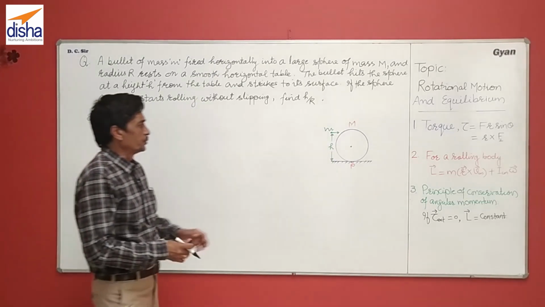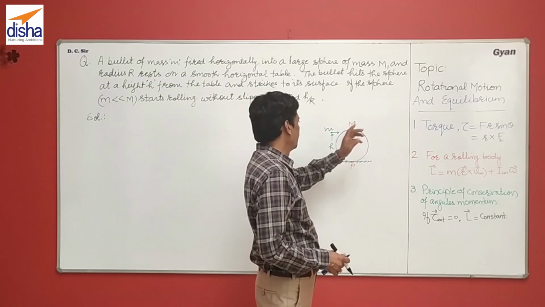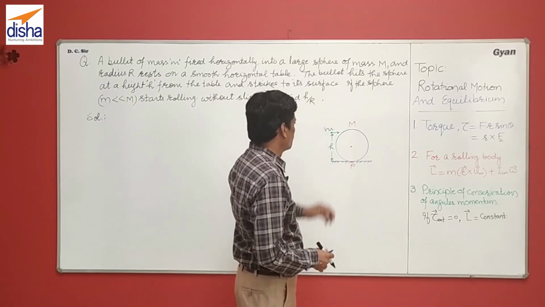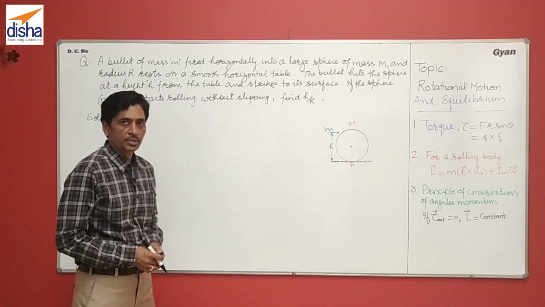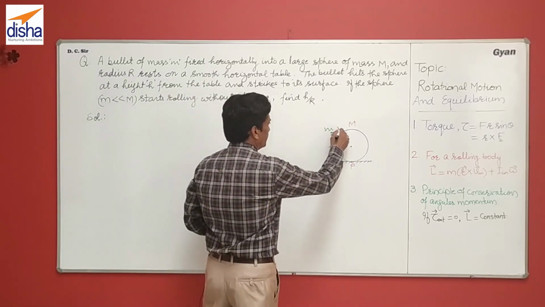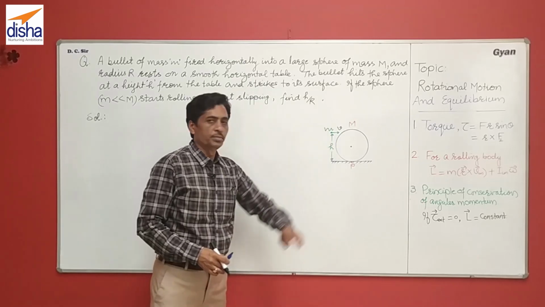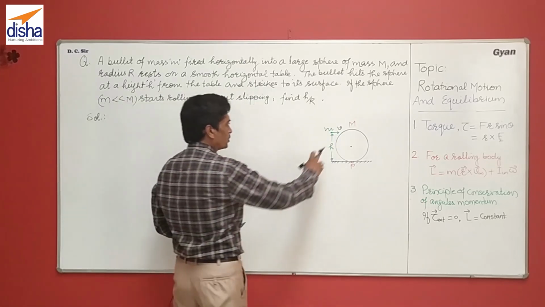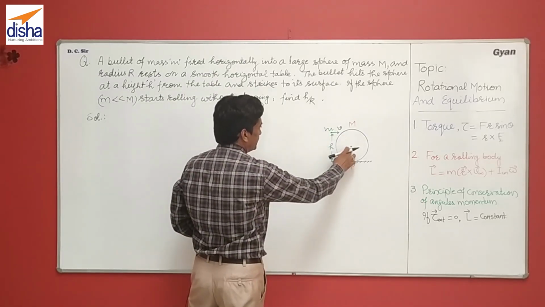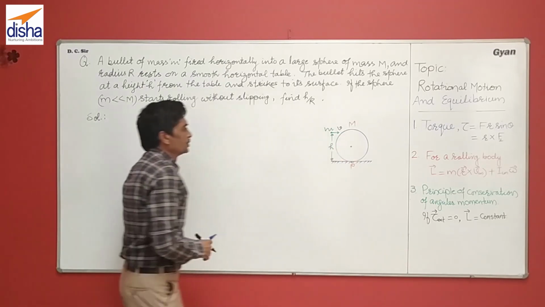Okay, so here is the sphere. Its mass is capital M and the mass of the bullet is small m. Let it strike with the velocity v. Now, as the mass of the bullet is very much smaller than the mass of the sphere, the center of mass of the whole system will not be affected, as it remains at the center of the sphere.